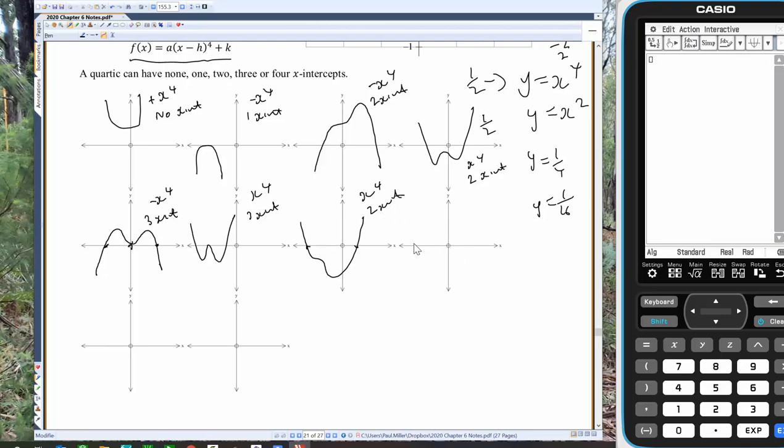How can we get a 4 x-intercept? Like that. So 1, 2, 3, 4. So that's a positive x to the 4, 4 x-int. We can get a negative version of that.